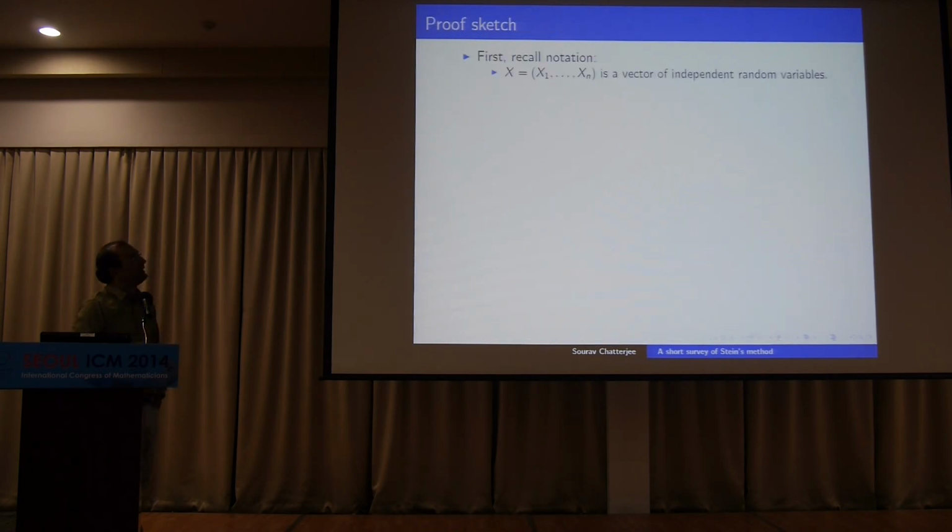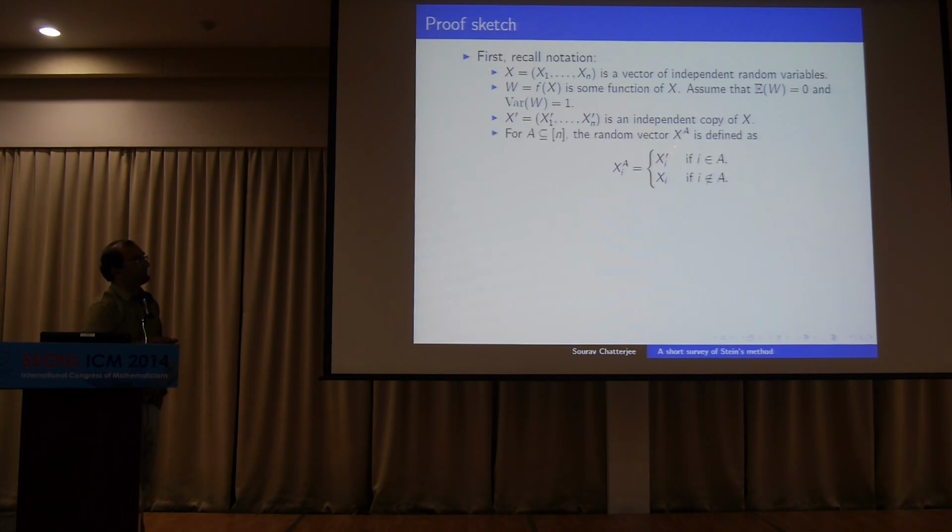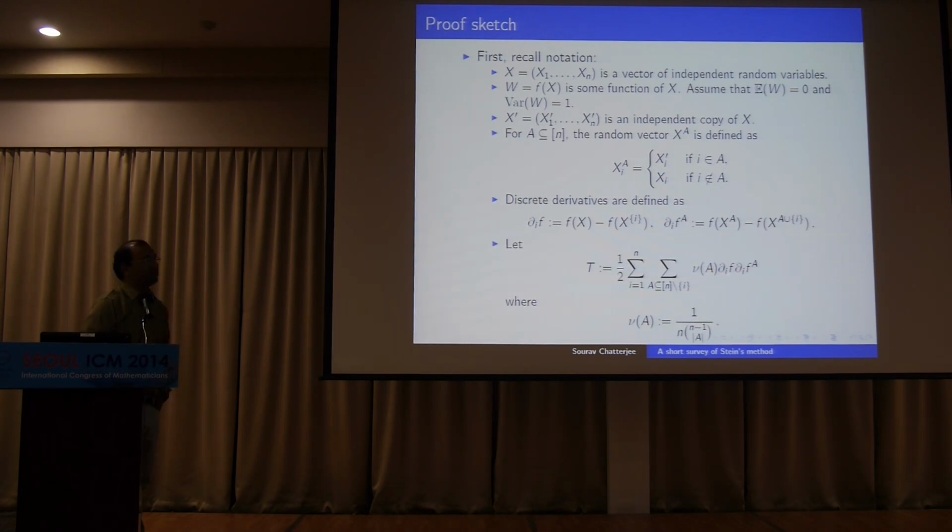Thanks. Okay, so the proof sketch, since I have a little bit of time, we started late. So first recall the notation. X is a vector of independent random variables. W is a function of x, mean 0, variance 1. X prime is an independent copy of x. X^A is a vector where we replace everything in A by independent copies, where A is a subset of 1 to n. You define these discrete derivatives, and define this T to be a weighted average of products of these discrete derivatives. So that's the summary of the notation, in case you have forgotten. And in the last 5 minutes, I will give a sketch of the proof of this result.